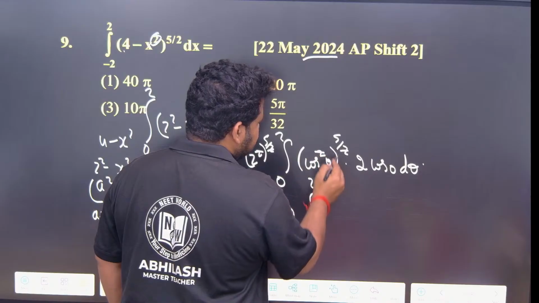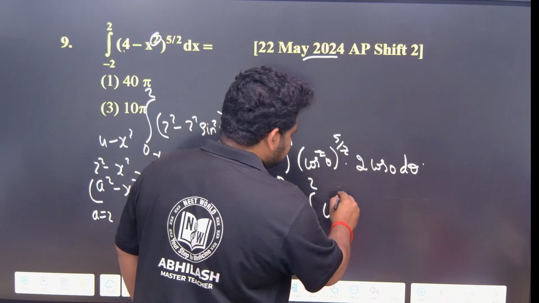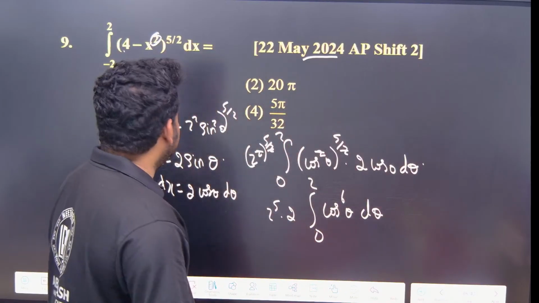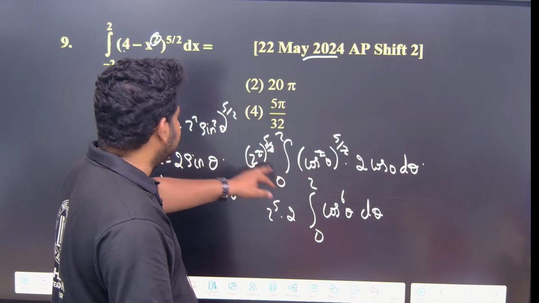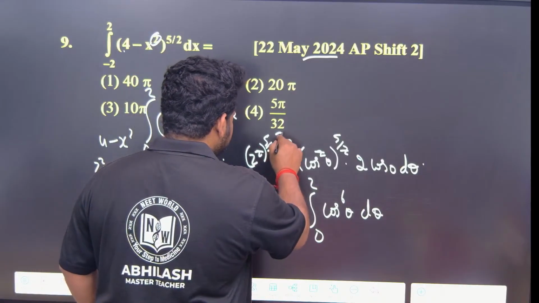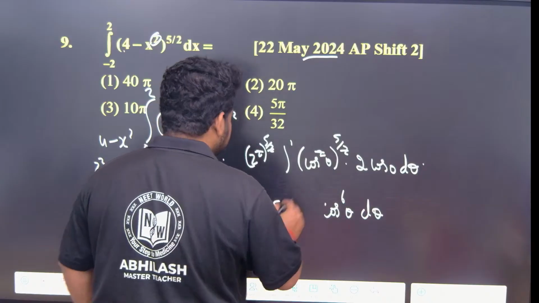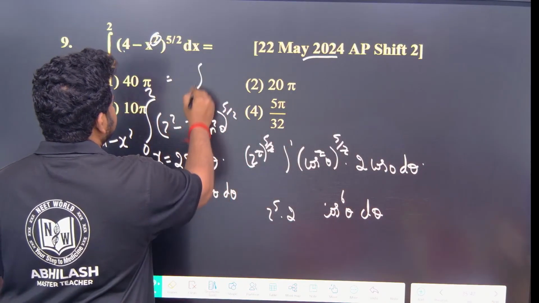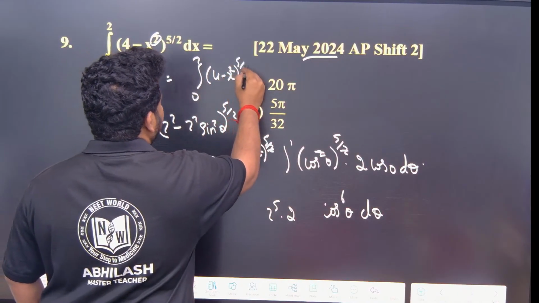This 2 to cancel. I will have cos power 5 plus 1 6 theta d theta. Correct? 0 to 2, I am having cos power 6 theta. Now 0 to 2 is coming only when there is x, but I should not write 0 to 2 now when I am writing theta. Observe carefully. If I am writing in terms of x, I can write this as 0 to 2 (4 minus x square) power 5 by 2 dx.